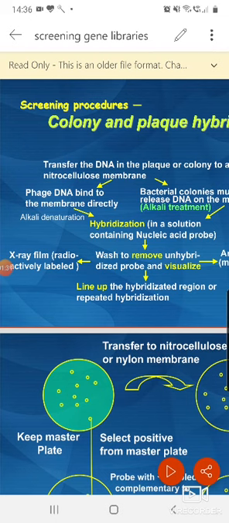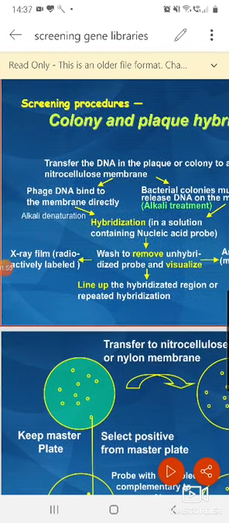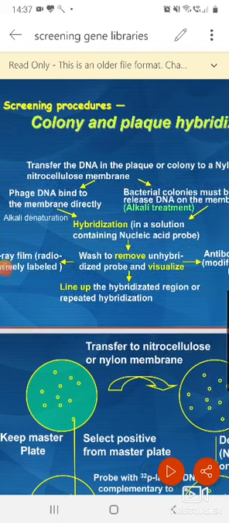Once the DNA is attached to the nitrocellulose membrane, for hybridization we will use a radiolabeled or fluorescently labeled probe corresponding to the gene of interest which you are looking for. Once the hybridization process is done, we need to wash to remove the unhybridized probe, and visualization can be done. If it is a radioactive probe, you can directly do autoradiography.